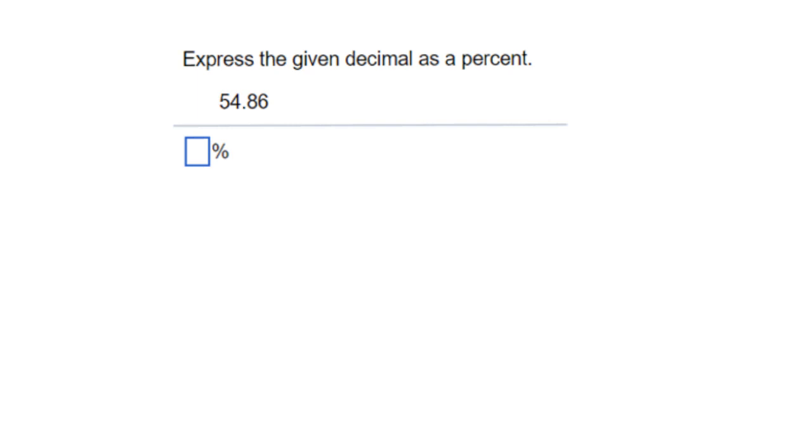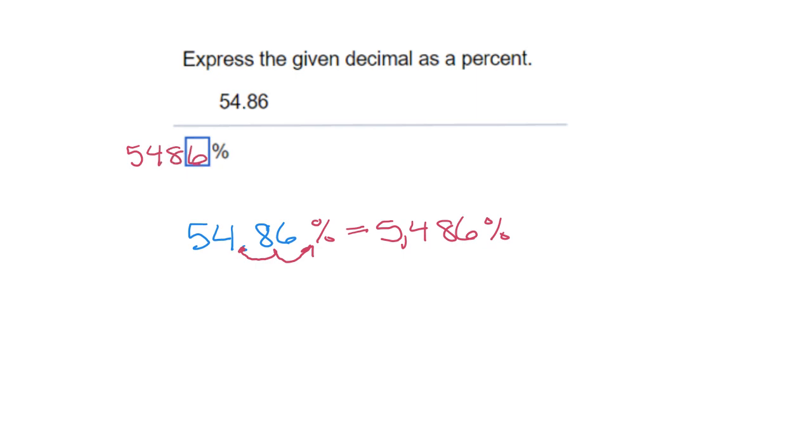Express the given decimal as a percent. The way we learned it in the developmental section is to take our number, find the original decimal, and move it 2 places to the right, towards where you would place that percent symbol. So this is going to give you 5,486%. That is one way that you can work this problem.